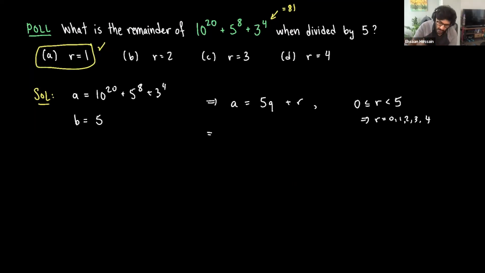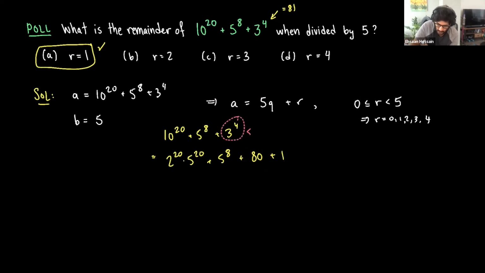Here, this is what I was thinking. Take this 10 to the 20 plus 5 to the power 8 plus 3 to the power 4 and factor out as many 5s as I can. So I can write this as 10 to the power 20, or maybe I'll write that as 2 to the power 20 times 5 to the power 20 plus 5 to the power 8 plus 80 plus 1, right? Because I want to factor out as many 5s as I can. So I split the 3 to the 4 into an 80 plus 1.